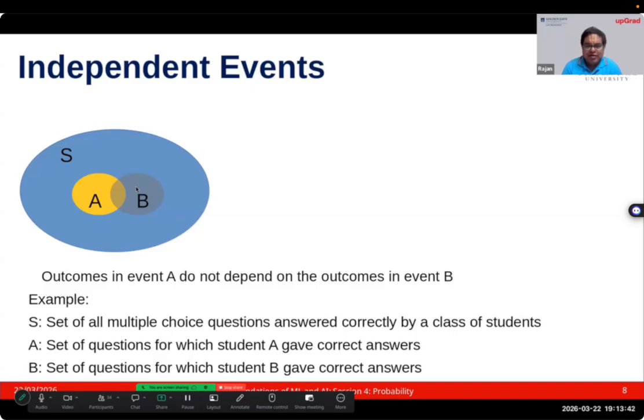Let's take a look at an example. In a truly idealistic world where students do not copy from each other, let's say event A is the set of questions for which student A gave the correct answers. Event B is the set of questions for which student B gave the correct answer. Okay, so these two are independent events in the exam. Okay, because in a truly idealistic world, again, you can reason out that they need not be independent. Why? Because if they came from the same socioeconomic background, if they have the same study habits, and if they are in the same class, then it is highly likely that they would answer a given question in a similar fashion. Therefore, these are not truly independent, but let's say, this could be one such example.